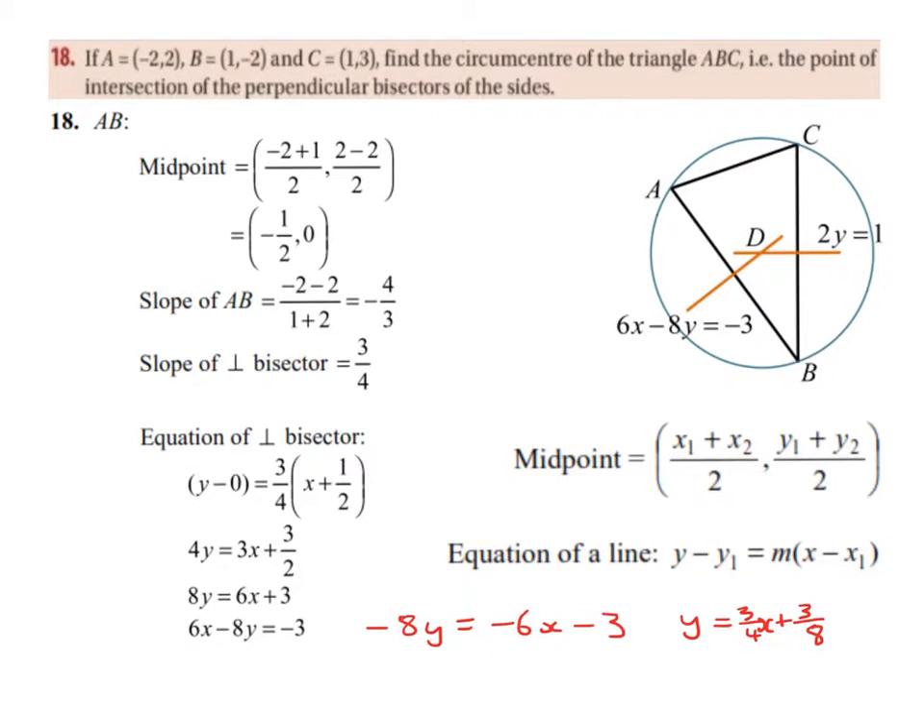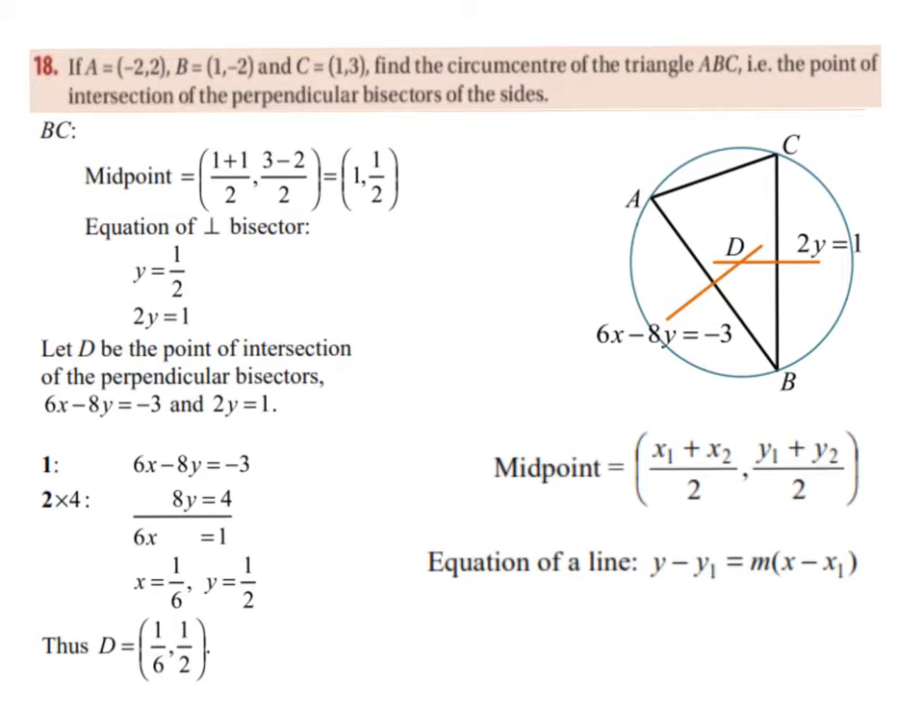Now you can rearrange this again to get the y on its own, so that the line is in the form y equals mx plus c. So we would bring the 6x over the equal sign, and we'd get -8y equals -6x minus 3. And then dividing across by -8, we would end up with y equals 3 over 4 x plus 3 over 8. But any of these answers will do. So the equation of the perpendicular bisector of AB, the orange line, is 6x minus 8y equals -3.